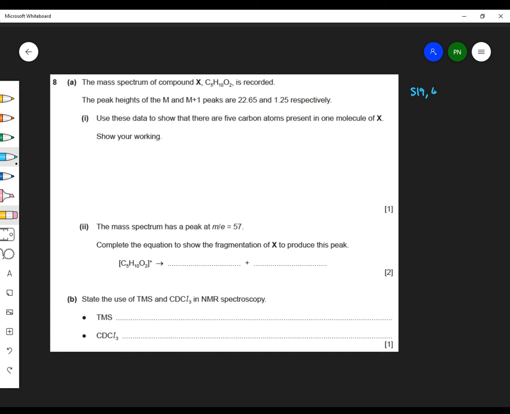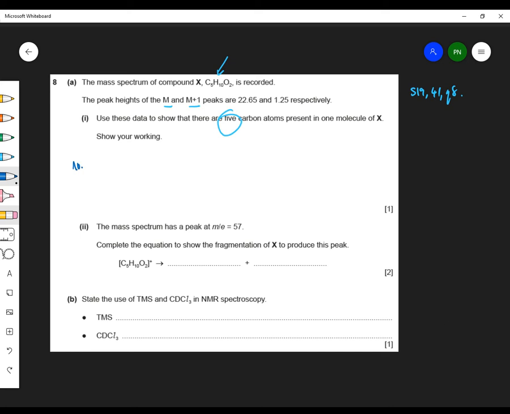This is question 8. The mass spectrum of compound X is recorded, and that is X, C5H10O2. These are the heights of the M and the M plus 1 peaks, and we've got to show there are 5 carbon atoms. All right, let's do that.